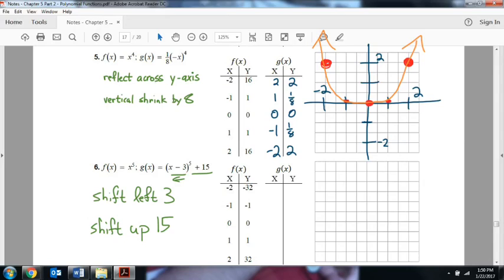So here we go. Subtract 3 from my x's, or add 3 to my x's. I'm sorry. -2 plus 3 is 1. -1 plus 3 is 2. 0 plus 3 is 3. 1 plus 3 is 4. 2 plus 3 is 5. Then we're going to add 15. -32 plus 15 is -17. -1 plus 15 is positive 14. 15, 16, and 32 plus 15, that's what, 47? Yep, 47.